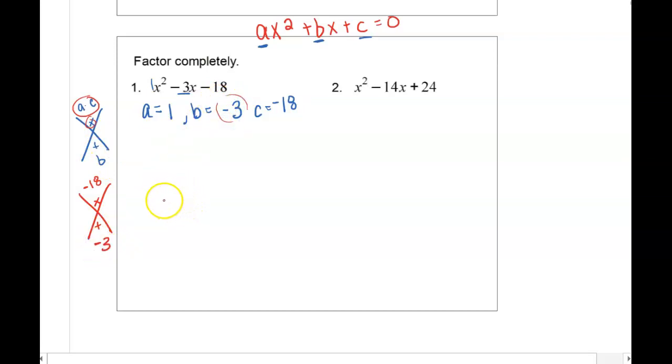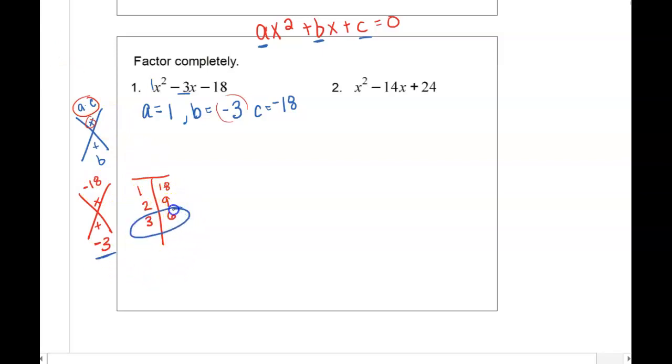Now this is pretty easy, but if it's not, I always go through and find the factors of 18. So I have 1 and 18, 2 and 9, 3 and 6, and then go back up, 9 and 2, and 1 and 18. So I want to ask myself, obviously one of them has to be a negative because we're multiplying to negative 18. So if one of them is a negative, which two of these would add to negative 3?